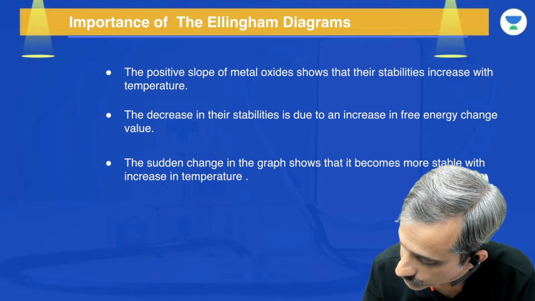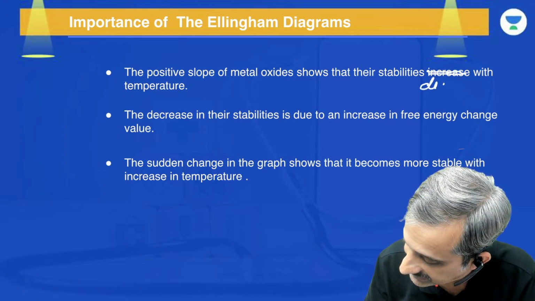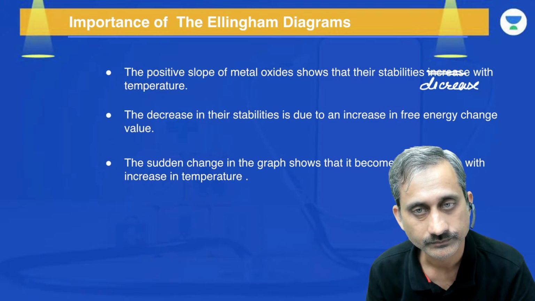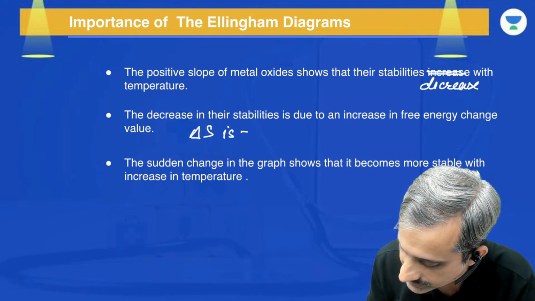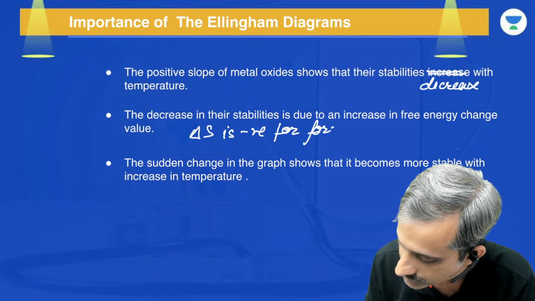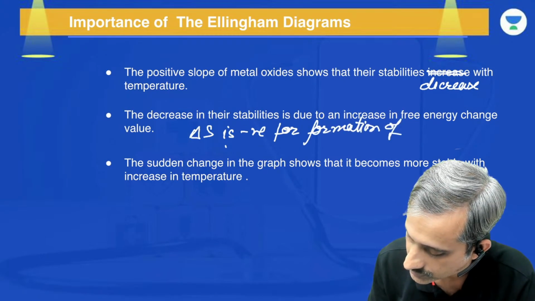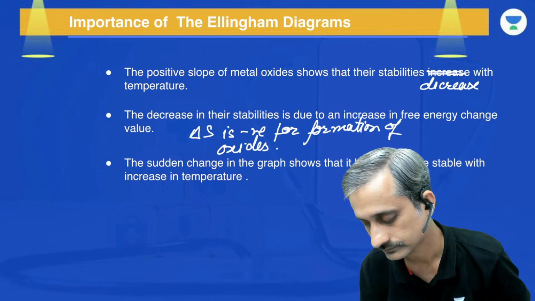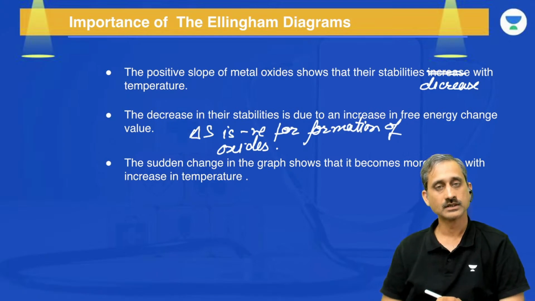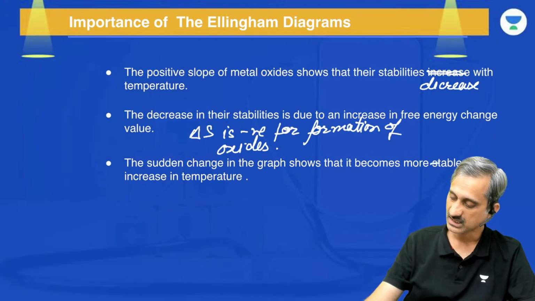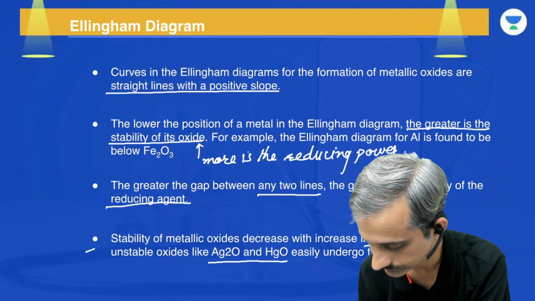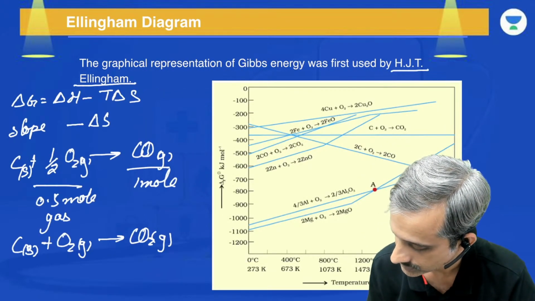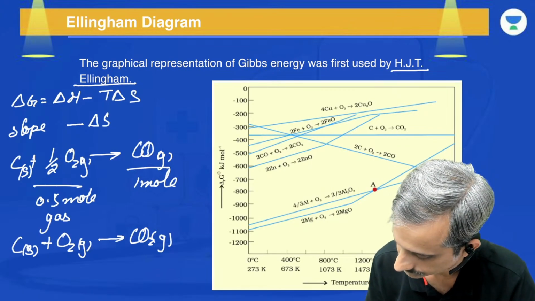The positive slope of the metal oxide shows that the stabilities decrease with temperature. The decrease in stability is due to an increase in free energy change because delta S is negative for formation of oxides. The sudden change in the graph shows that it becomes more unstable. The oxide becomes more unstable with increase in temperature. And how does it become more unstable? Here, you see it.